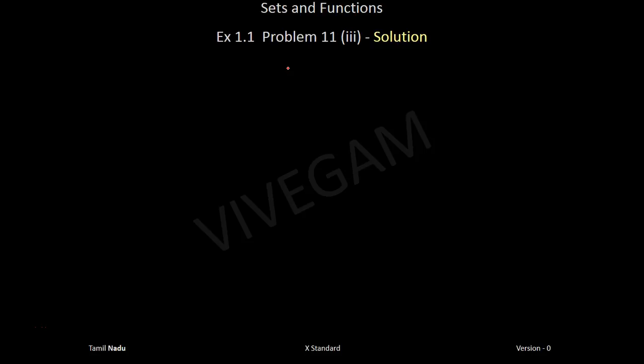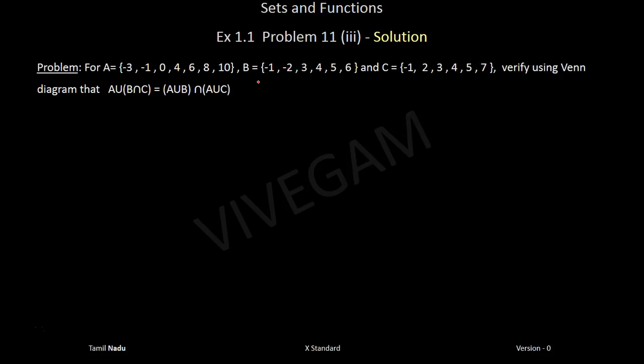Exercise 1.1 Problem 11 Division 3 Solution. For set A equal to minus 3, 1, 0, etc., set B equal to this much, and set C equal to minus 1, 2, 3, etc. Verify using Venn diagram that A union B intersection C equals A union B intersection A union C.